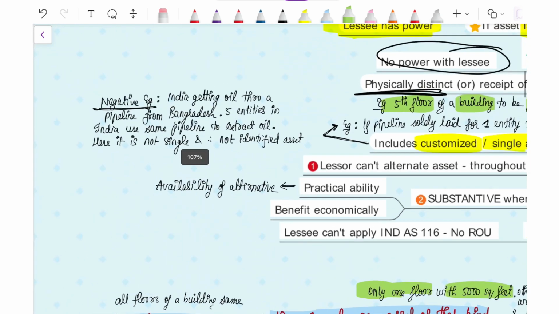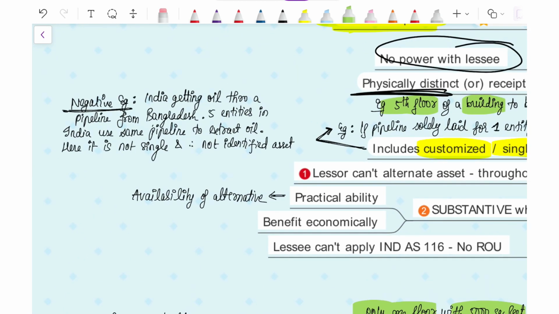Okay, now talking about implicit specification, this is one illustration which I have taken here. Suppose India is getting oil through a pipeline from Bangladesh, and there are 5 entities in India which are using the same pipeline to extract the oil. There is one pipeline only, but 5 entities are using that pipeline to extract oil.